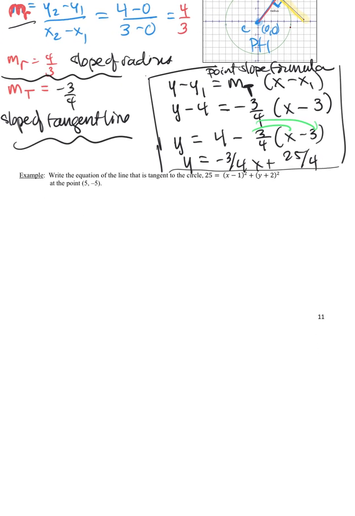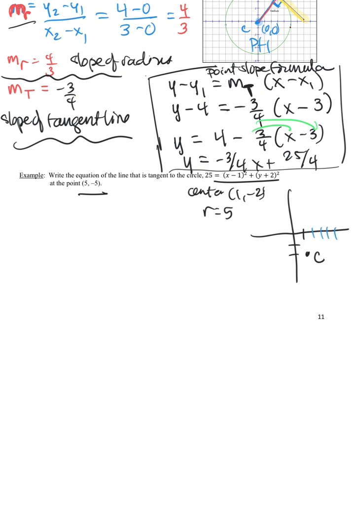Write the equation of the line that is tangent to this circle at this point. Now, you can draw it, if you like to see things. So what is the center of that circle? 1, -2. The center is 1, -2, and the radius is 5.